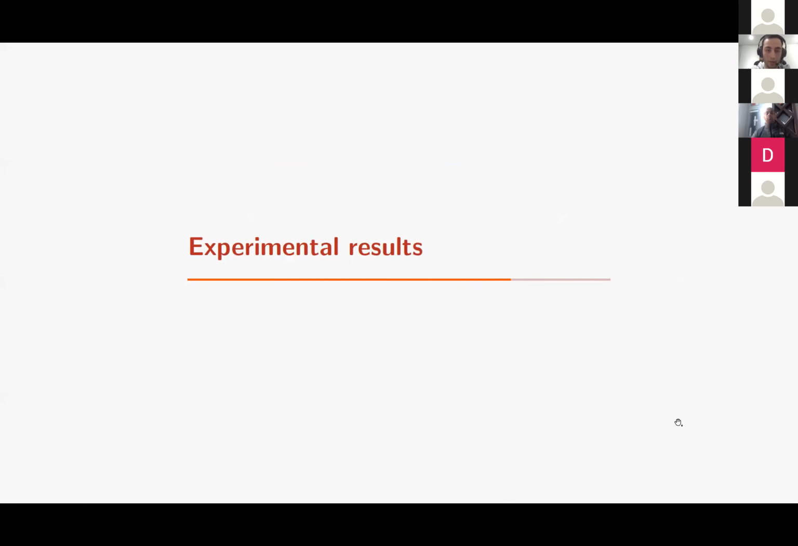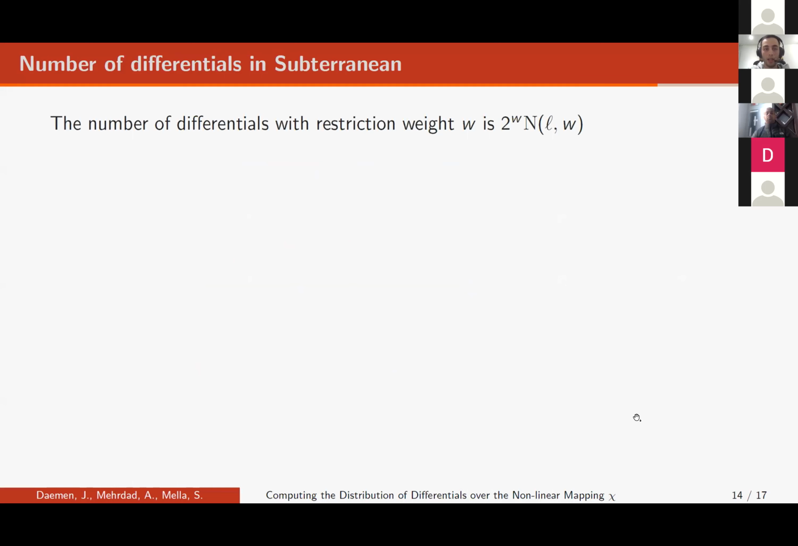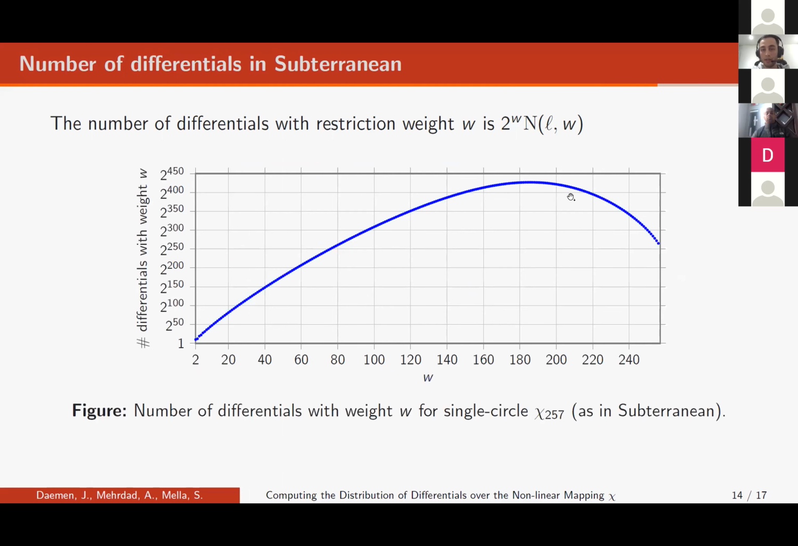So as experimental results, as I said, the number of differentials is like this. In Subterranean, we have G that works on 257 bits. And as you can see, the weight is going up constantly. But the reason that this graph is going down is this part, this NLW, is going down. So after a while, it is going down.